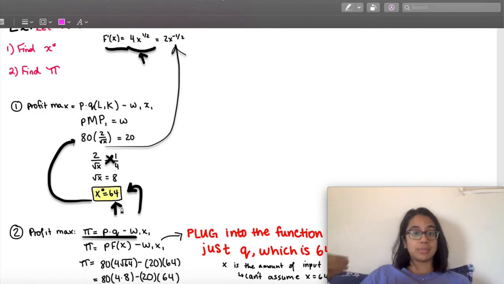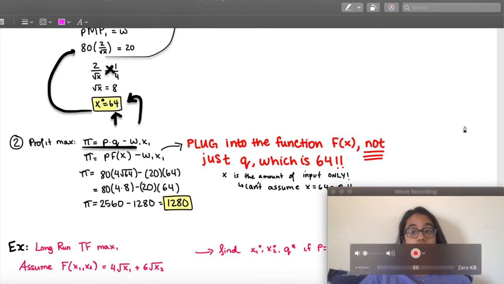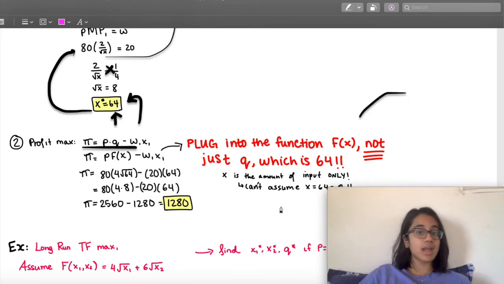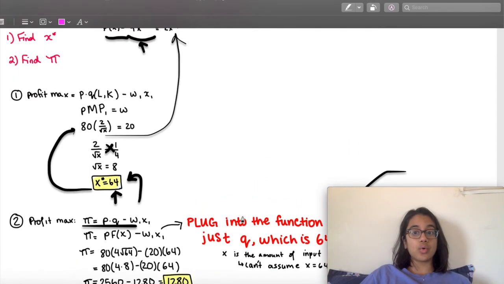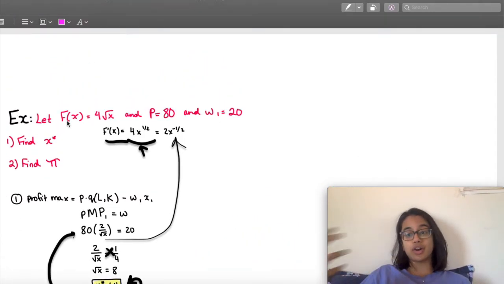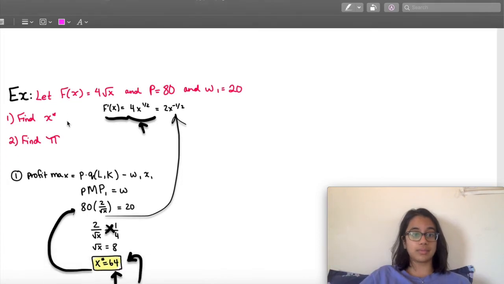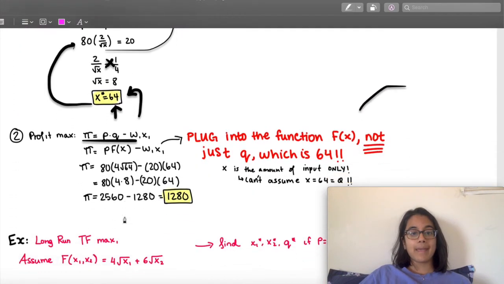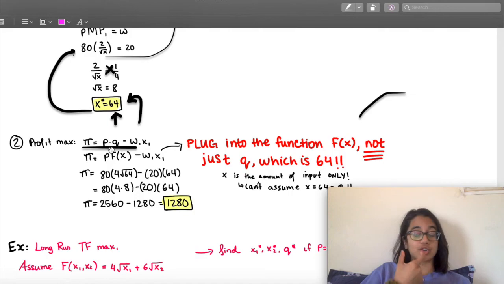What we should be doing is actually plugging it into the function f of x, and not just the quantity. The function is embedded. It's a function with respect to our x. So the quantity will be dependent on our x value that we find in the first part, that's 64. So then we plug it back in, because the quantity is our production function, so the quantity is our f of x. Now we have all the values that we really need, so that's really helpful.